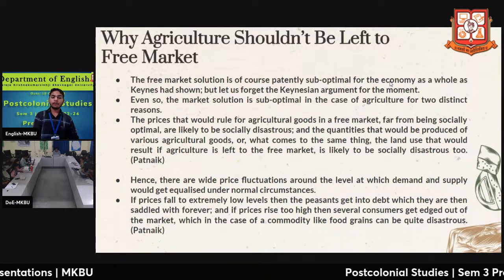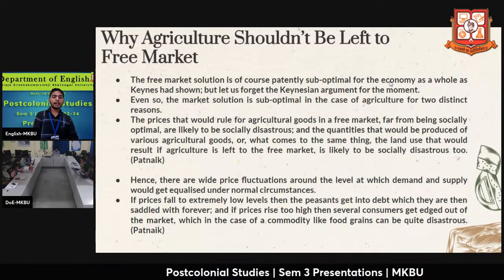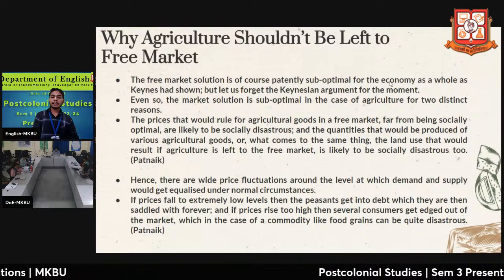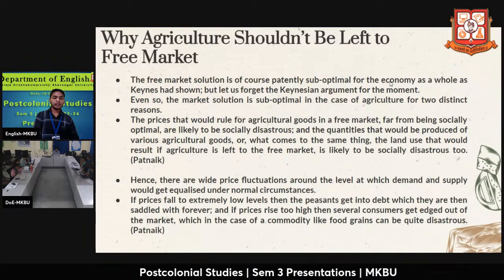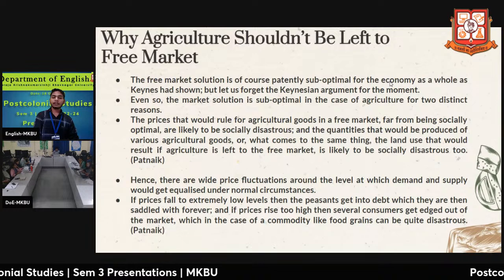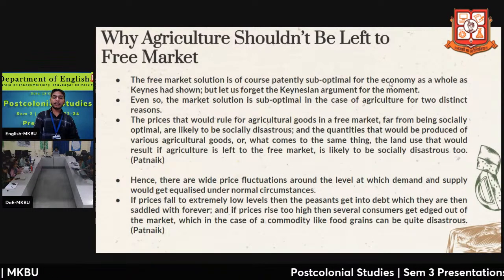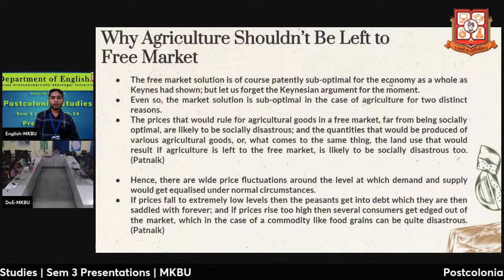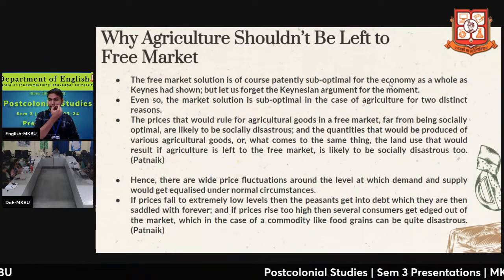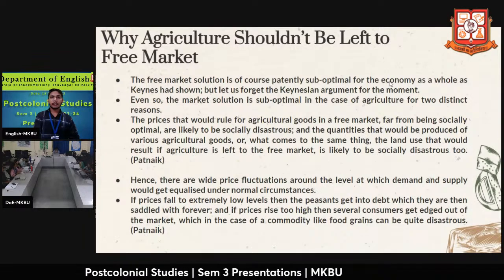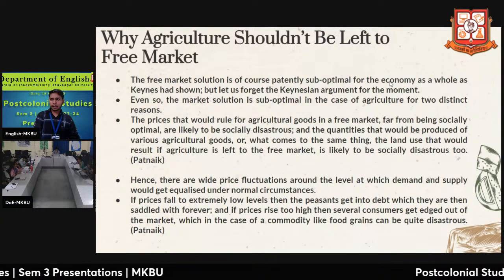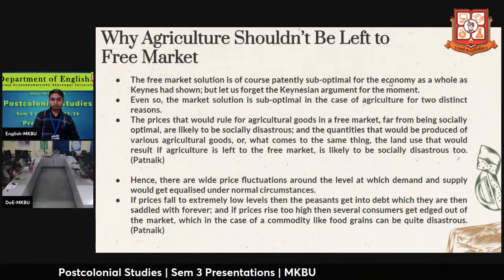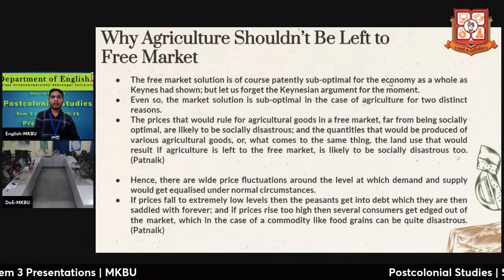Hence, there are wide price fluctuations around the level at which demand and supply would get equalized under normal circumstances. If price falls to an extreme low level, then the peasants get into debt with which they are then saddled forever. And if price rises too high, then several consumers get edged out of the market, which in the case of a commodity like food grains can be quite disastrous. So it will be a disaster both ways if the farmers do not get the gain that they deserve, and it will create disaster on the side of farmers also. If the price gets high and the supply is low, then the common people will be the ones who will suffer from this.